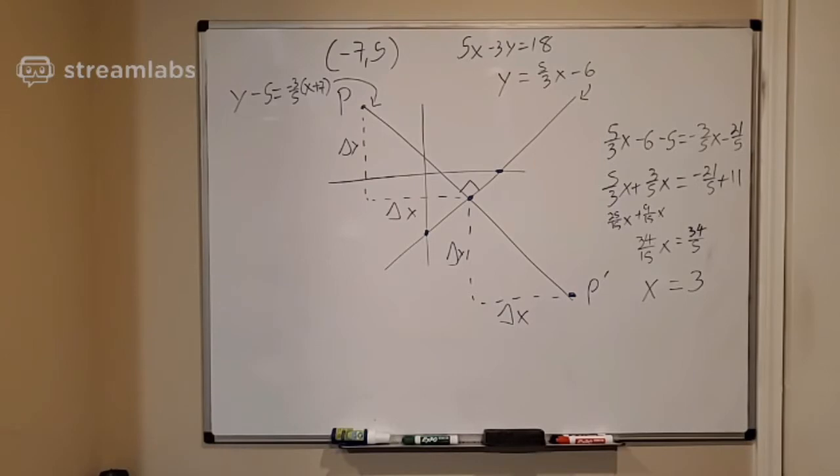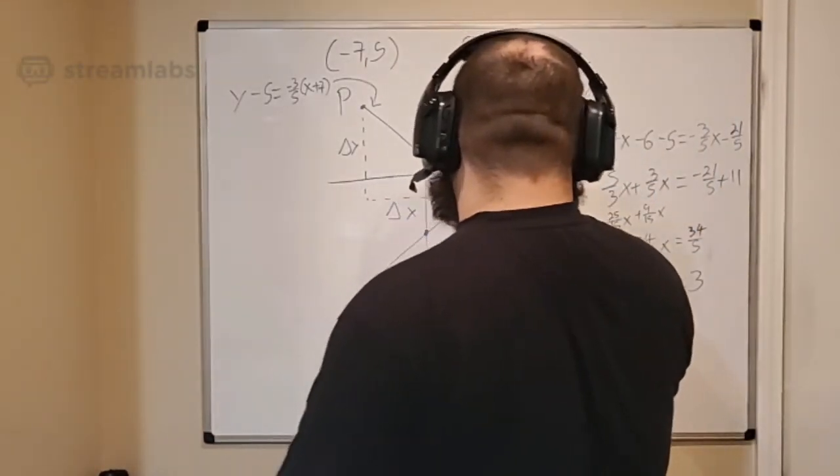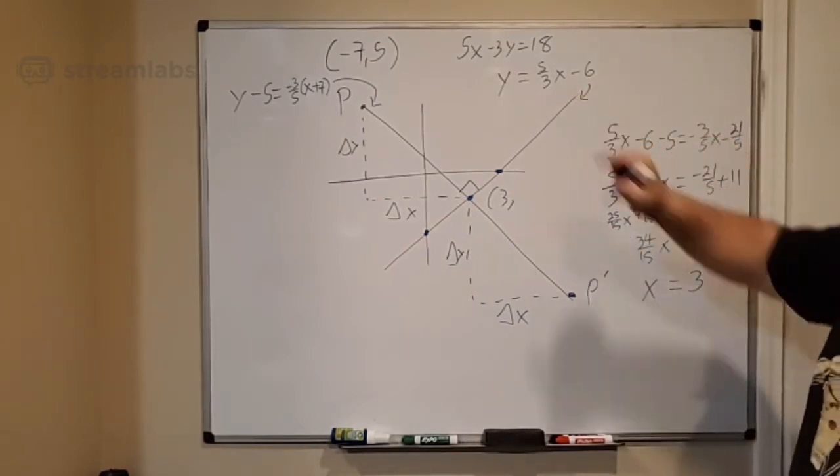Okay, so x equals 3. So that means I know the value of this point is 3 comma blank. I need the blank, so you can plug into whichever one you want. I'll plug into the easy one. And you get 5 minus 6, which is -1.